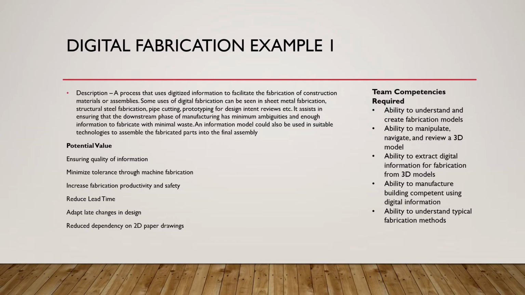Digital Fabrication Example 1. The first description is as follows. A process that uses digitized information to facilitate the fabrication of construction materials or assemblies. Some uses of digital fabrication can be seen in sheet metal fabrication, structural steel fabrication, pipe cutting, prototyping for design intent reviews, etc. It assists in ensuring that the downstream phase of manufacturing has minimum ambiguities and enough information to facilitate with minimal waste. An information model could also be used in suitable technologies to assemble the fabricated parts into the final assembly. So what is the potential value of digital fabrication?